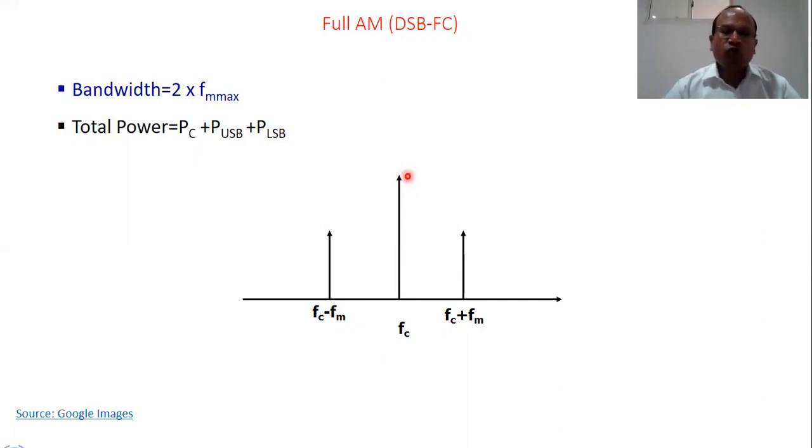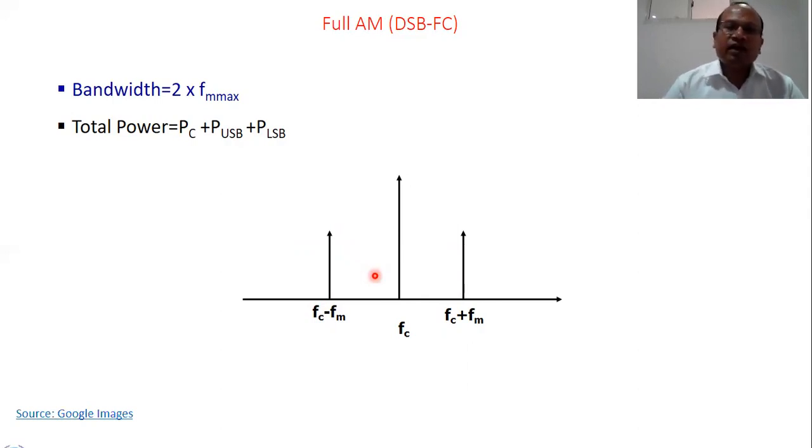The analysis of how we get this spectrum we have already made. But what is important here is that if you extend from the carrier frequency to the upper sideband frequency, you find the bandwidth FC plus FM minus FC. This will give you FM. The total bandwidth of your upper sideband is FM. Similarly, if you calculate the bandwidth of the lower sideband, FC minus FM, you will get the bandwidth FM. It means either in the upper sideband or lower sideband, the bandwidth is the same.